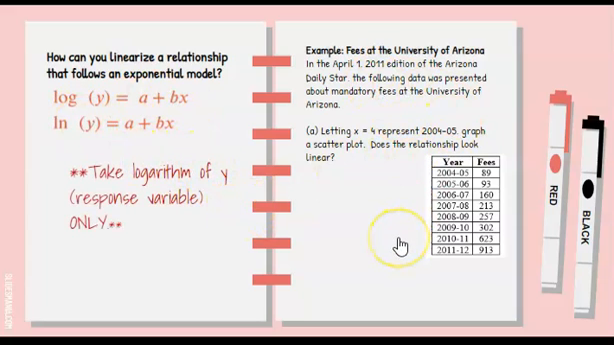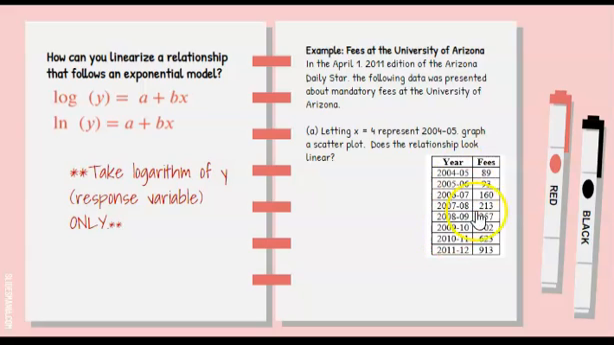So let's try an example here. The April 1st, 2011 edition of the Arizona Daily Star. The following data was presented about mandatory fees at the University of Arizona. Letting X represent years since 2004 to 2005, graph a scatter plot. Does this relationship look linear?